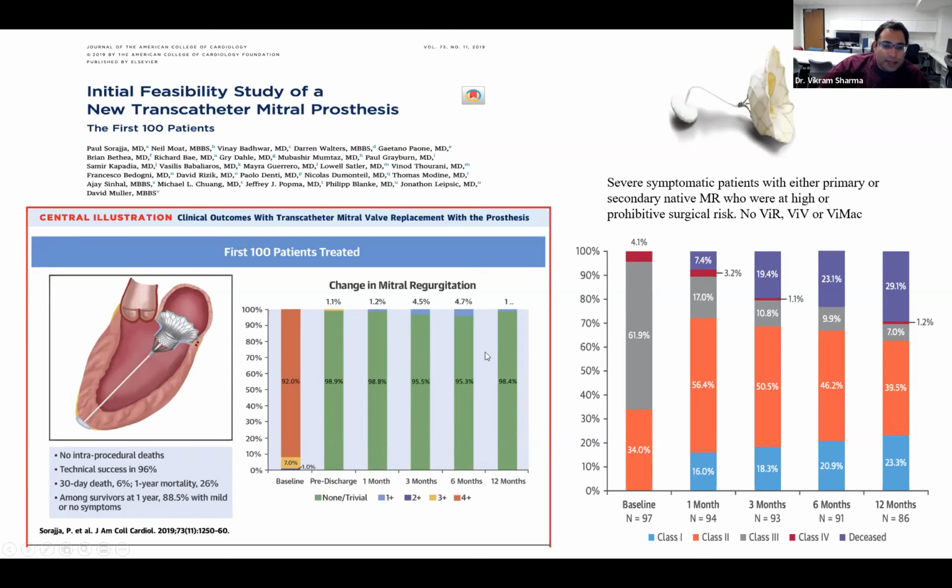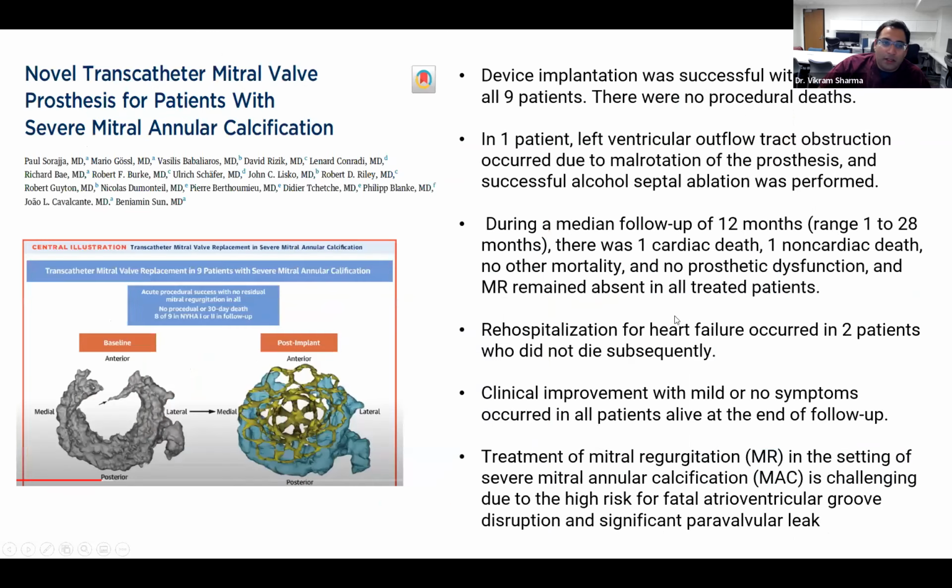And we can see that the majority of the patients had none or trivial MR at pre-discharge, and that effect was pretty much maintained up to 12 months. We can also see that there was a significant improvement in the functional class of these patients as well, that was maintained up to 12 months. So again, some promising data here.